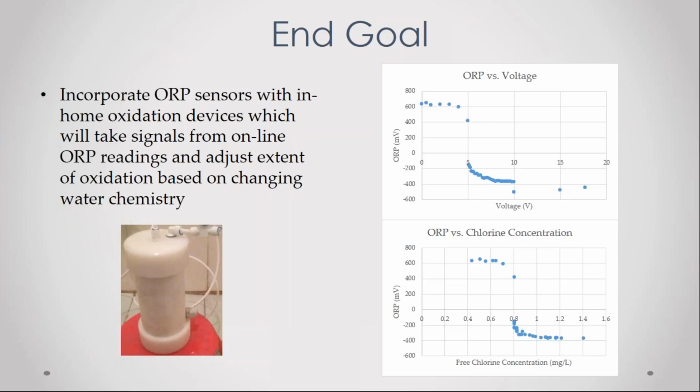It's a whole lot more complex than a semi-linear relationship. You can see that in this case, the ORP started around 600 and dropped really quickly down to the negatives and stayed in the negatives. And this is mimicked in the same way by free chlorine. As voltage increased, the free chlorine increased, but the ORP decreased. So this is a mixed oxidant solution, also with real water.